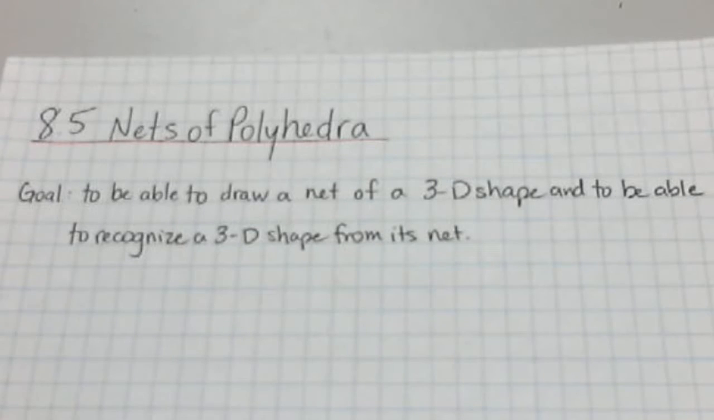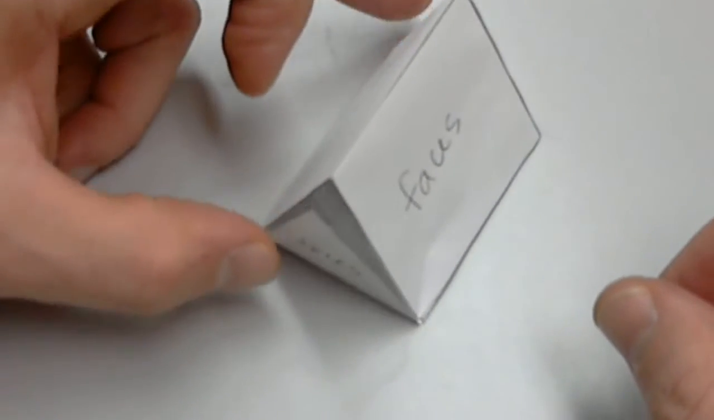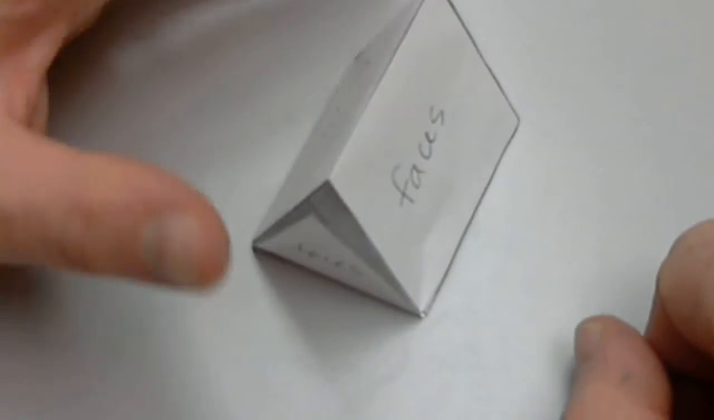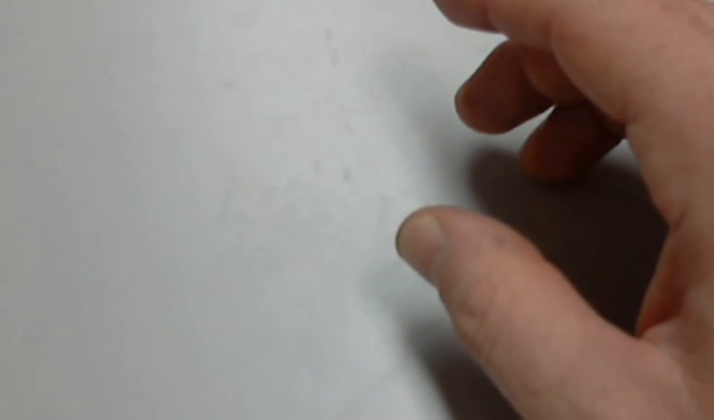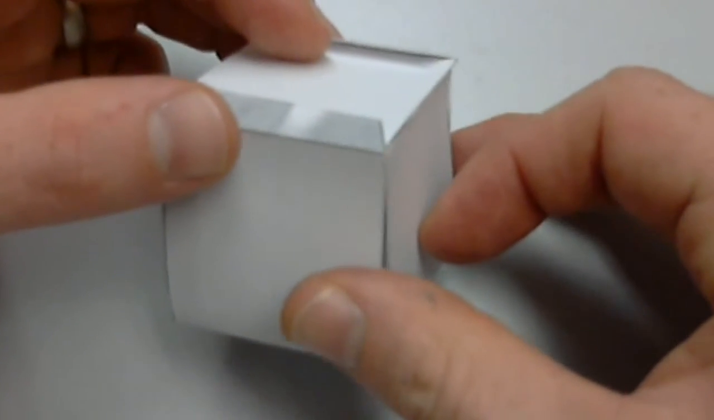Okay. Now, we've been looking at things like prisms, three-dimensional shapes that we have been just thinking about faces and edges and vertices and whatnot. One of the things that we're going to be able to do is take one of those three-dimensional shapes, and I'm just going to take a cube, and we're going to look at it like this. And so this is a cube.